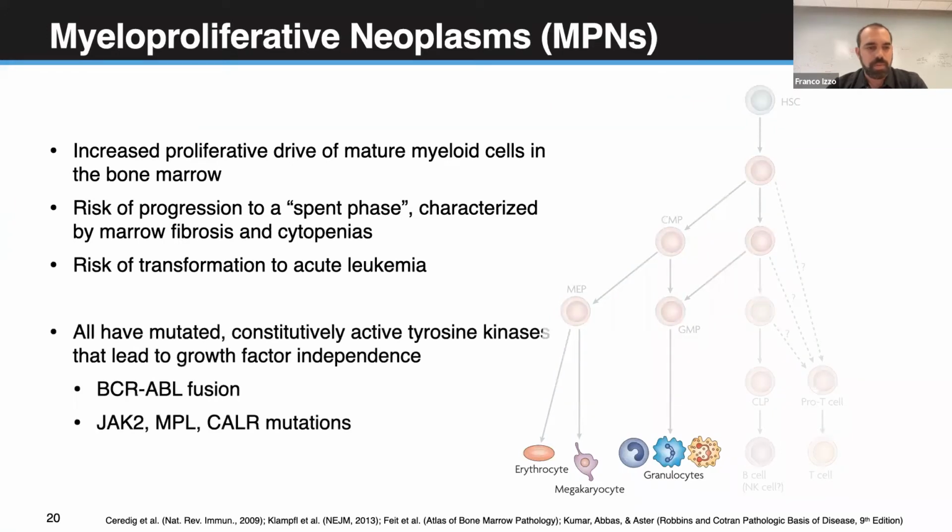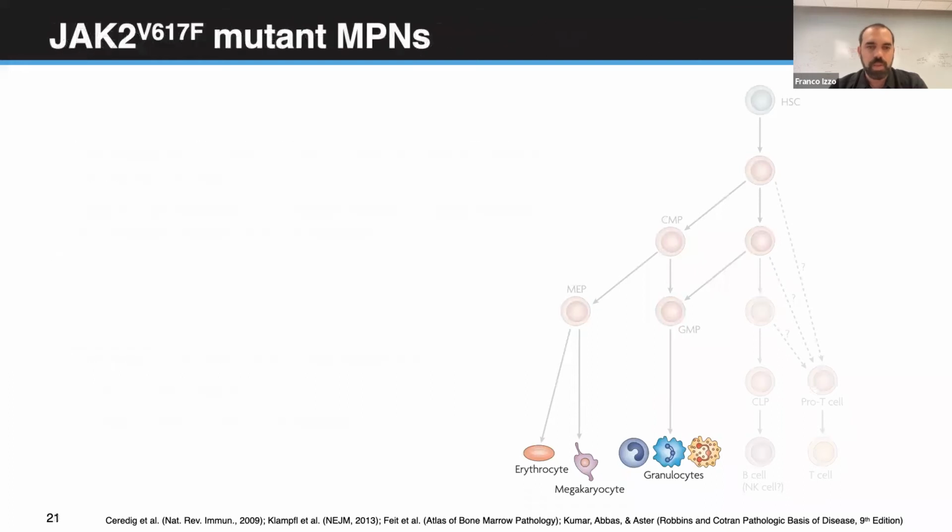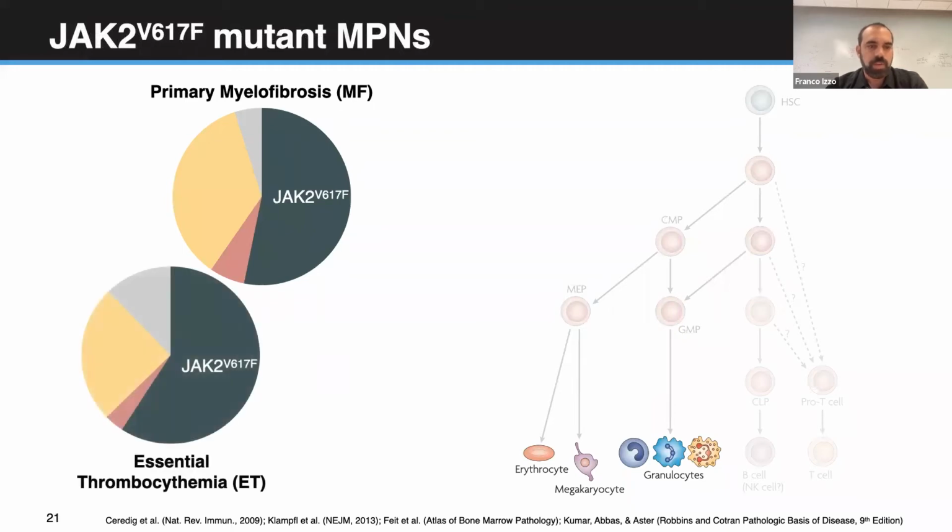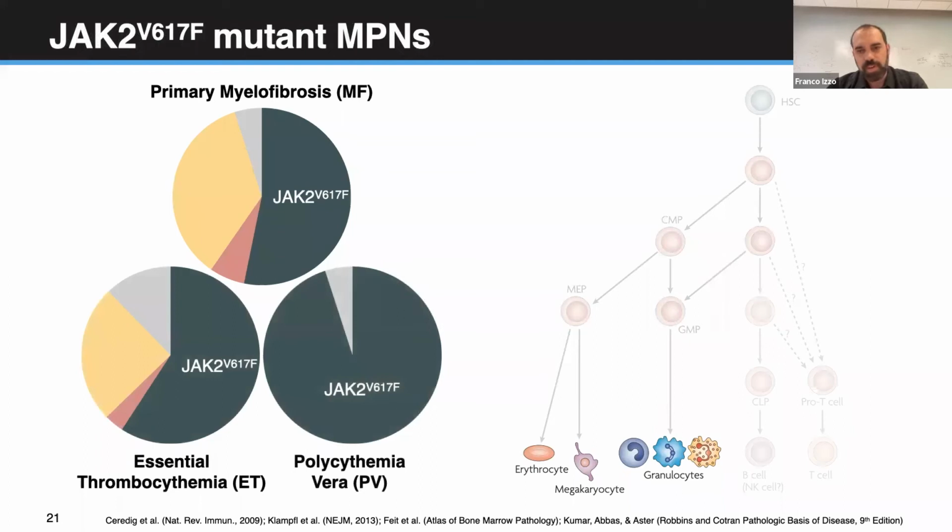All these MPNs have mutated constitutively active kinases that lead to independence of growth factors, such as BCR-ABL fusion, JAK2, MPL, or CALR mutations. We next focus on primary myelofibrosis, of which almost 50 to 60% of cases are driven by JAK2 mutations. And together with essential thrombocythemia and polycythemia vera, these are the three main types of MPN that are driven by the JAK2 mutation.